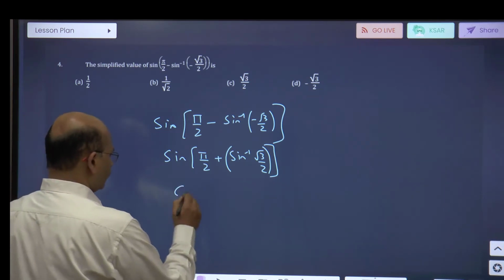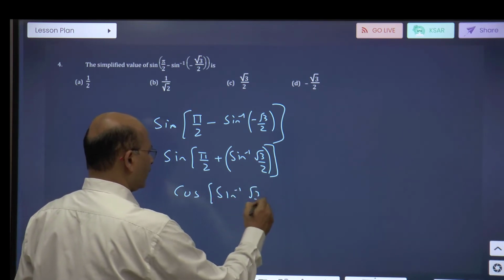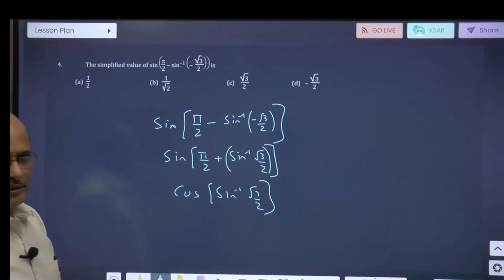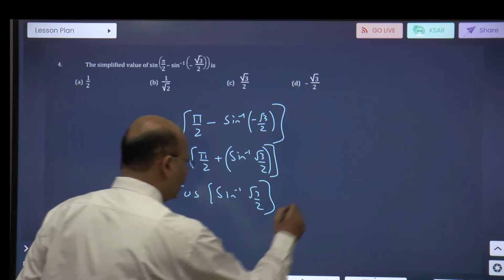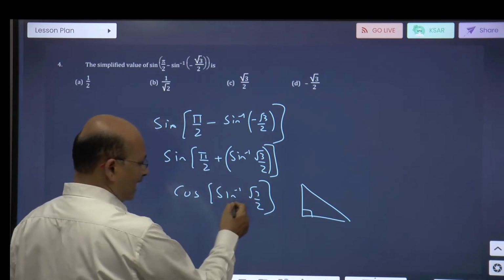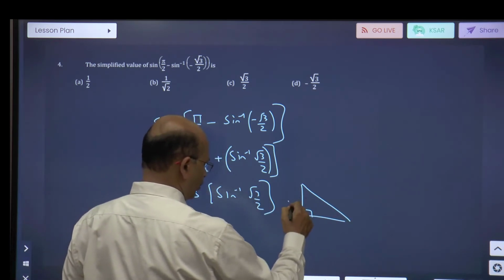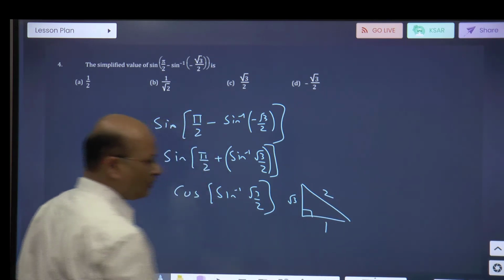Cos theta. So cos of this will become sine inverse root 3 upon 2. Now cos and cos inverse have to be compatible, correct or not? So what I will do, I will draw a right angle triangle here. Everybody knows this is sine ratio. So sine ratio is opposite upon hypotenuse. So what is the missing side?